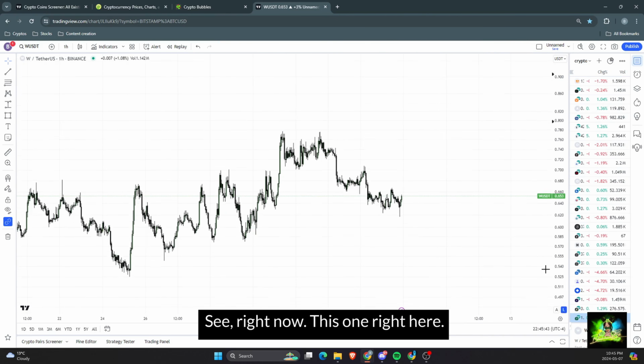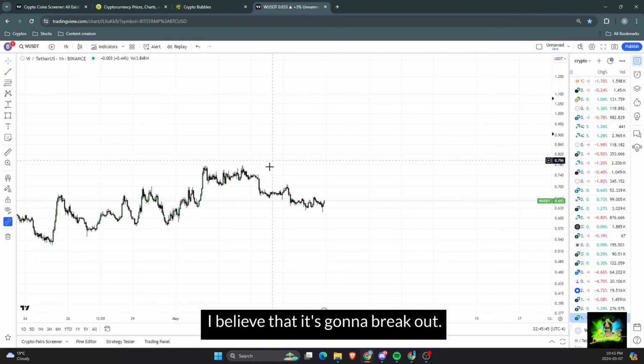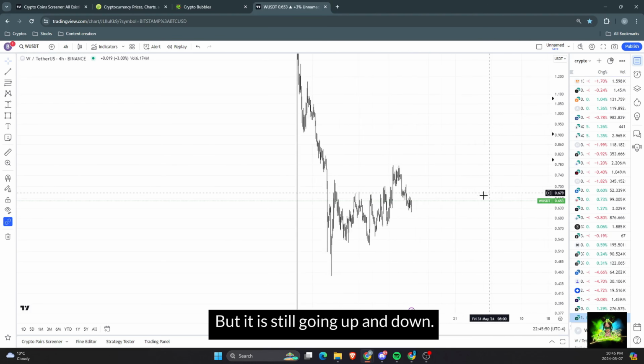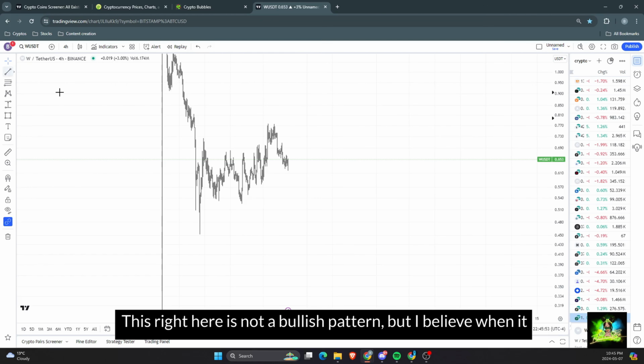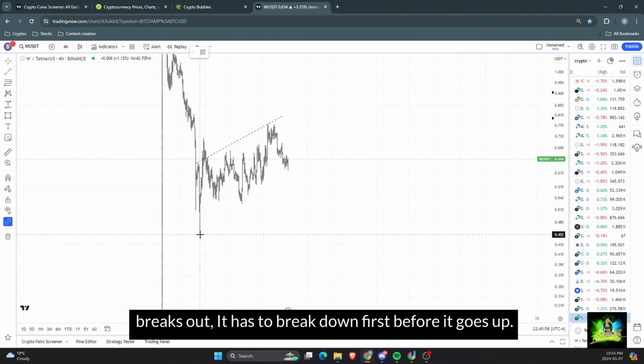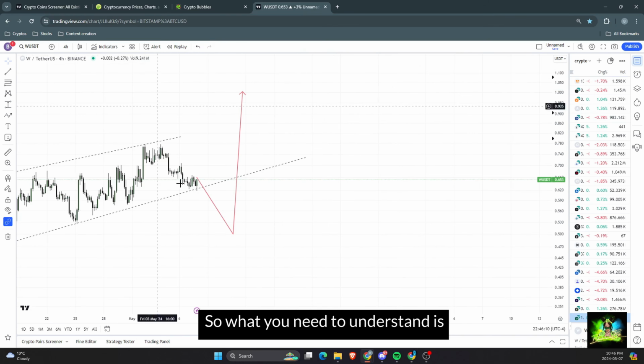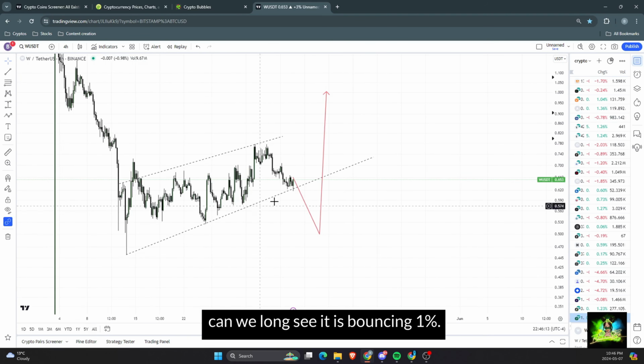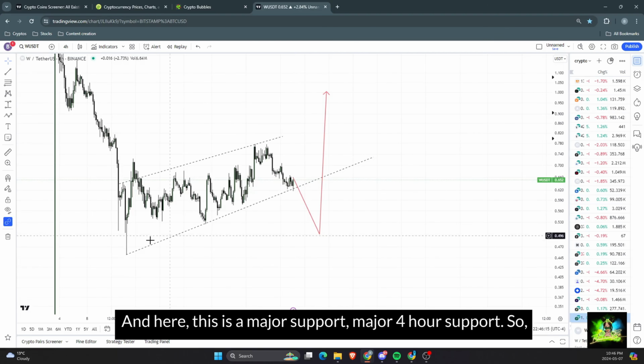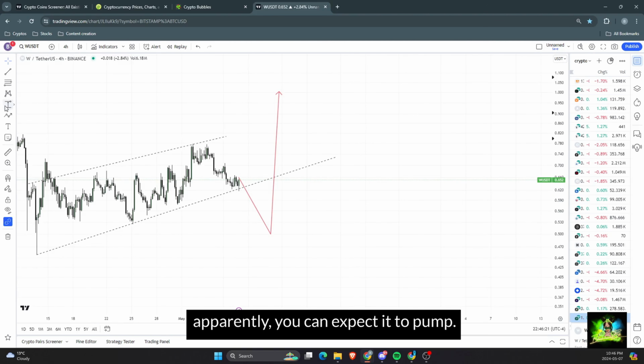See, right now, this one right here, I believe that it's going to break out, but it is still going up and down. This right here is not a bullish pattern, but I believe when it breaks out, it has to break down first before it goes up. So it goes down before it goes up. Okay, so what you need to understand is, can we long? See, it is bouncing 1%, and here this is a major support, major 4 hour support. So apparently you can expect it to pump.